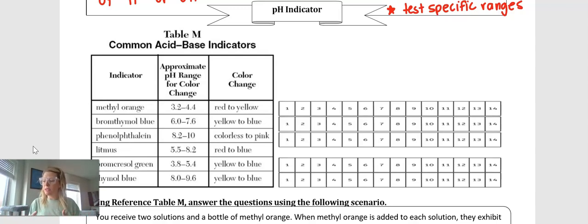So how are we going to read this? Well, the color that's written first is in correlation with the number that's written first. What this is telling us is that methyl orange will be red in any pH that's 3.2 or lower. So I'm going to go ahead and use this right here. That would be a red color.